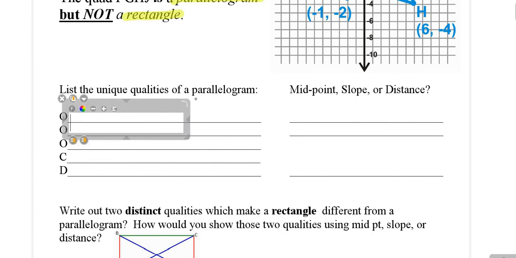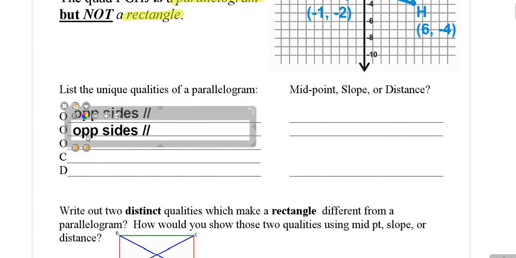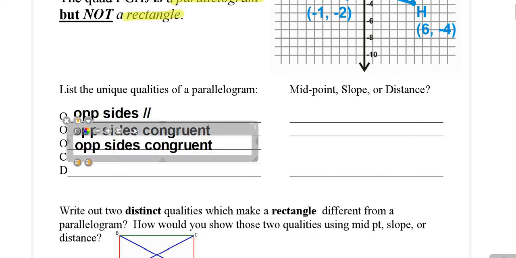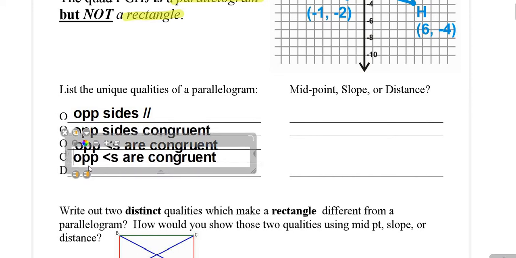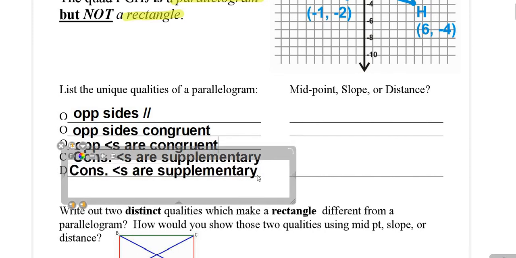That is the OCD. Remember? And the first O was opposite sides are parallel. Then you had opposite sides are congruent. Then we had opposite angles are congruent. Then we had consecutive angles are supplementary. Last but not least, we know that the diagonals bisect each other.